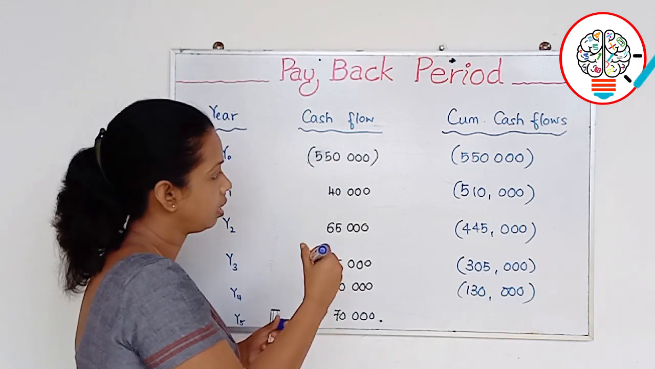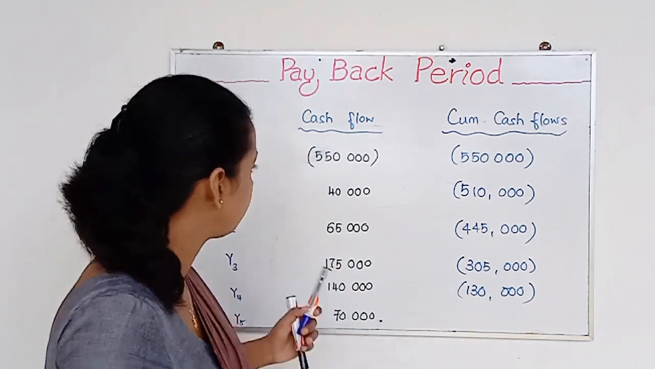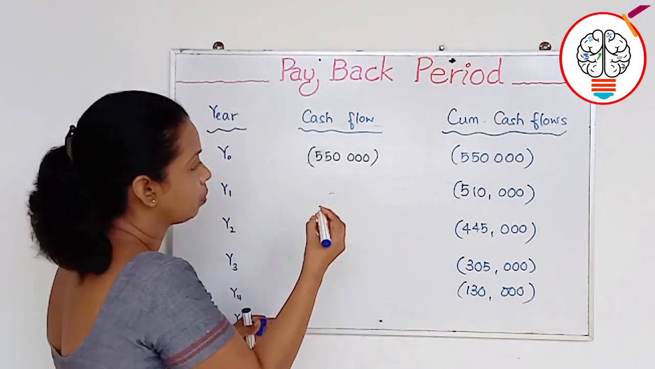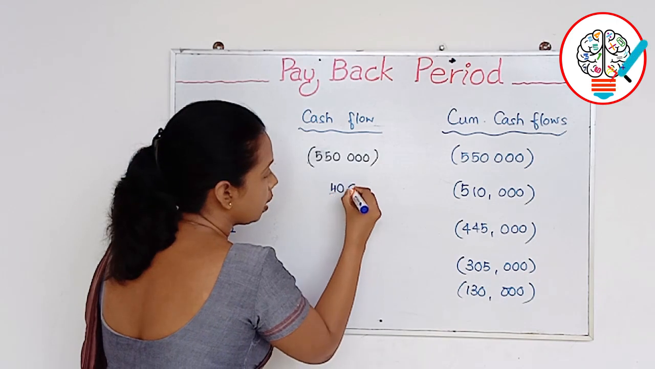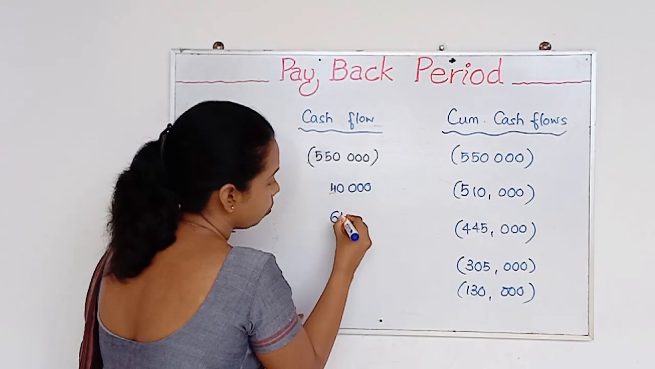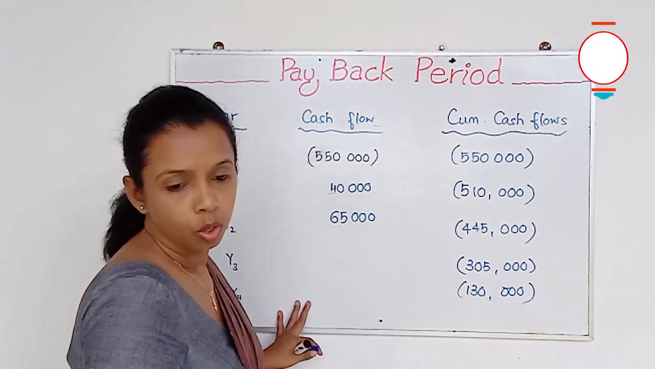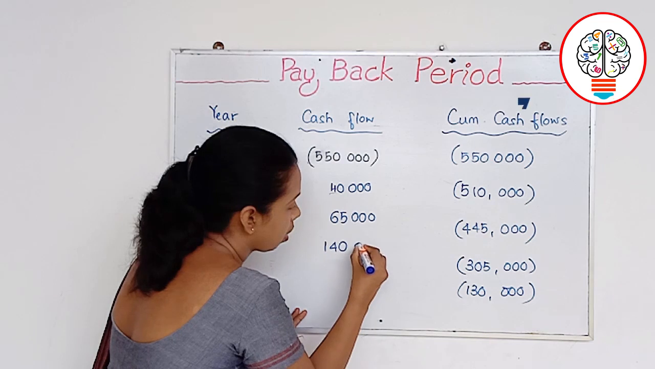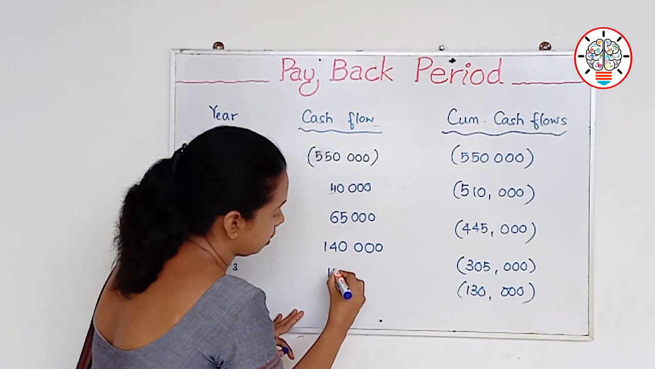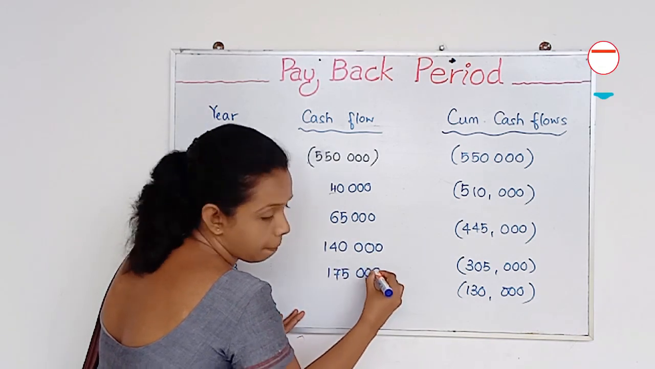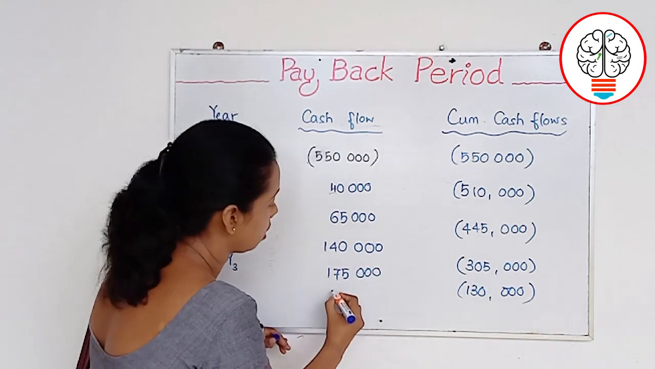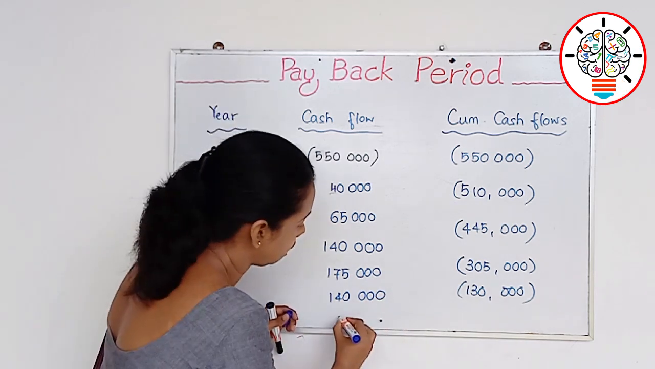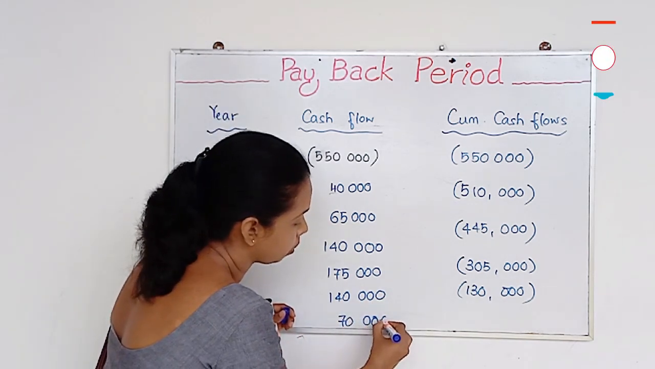And here, I'll write this clearly. Wait, will you? 40, 65, 140, 175, again 140, then 70. This is how the cash inflows are, right?